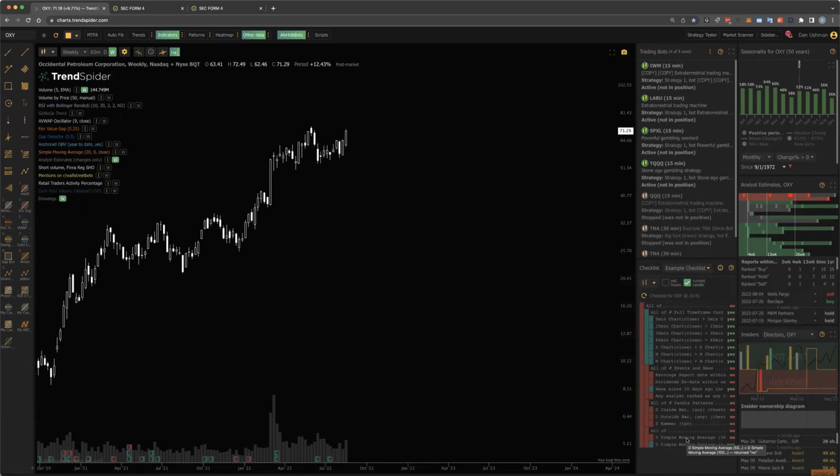I mean, imagine checking all of that stuff by hand. Right? That's a lot. But if you set it up as a smart checklist, you don't have to do it. And you can have multiple smart checklists open at once. You don't have to have just one.